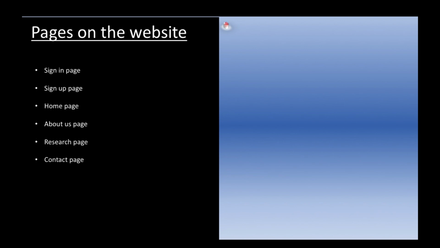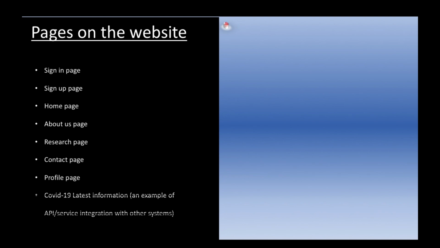Pages in the website. The pages in my website are Sign In, Sign Up, Home, About Us, Research, Contact, Profile, and COVID-19 latest information and example of API integration. When I say API integration, that means information on the page is coming from some other system which provides the API to access the data. On this page, I've used COVID APIs to show actual COVID-19 infection count.